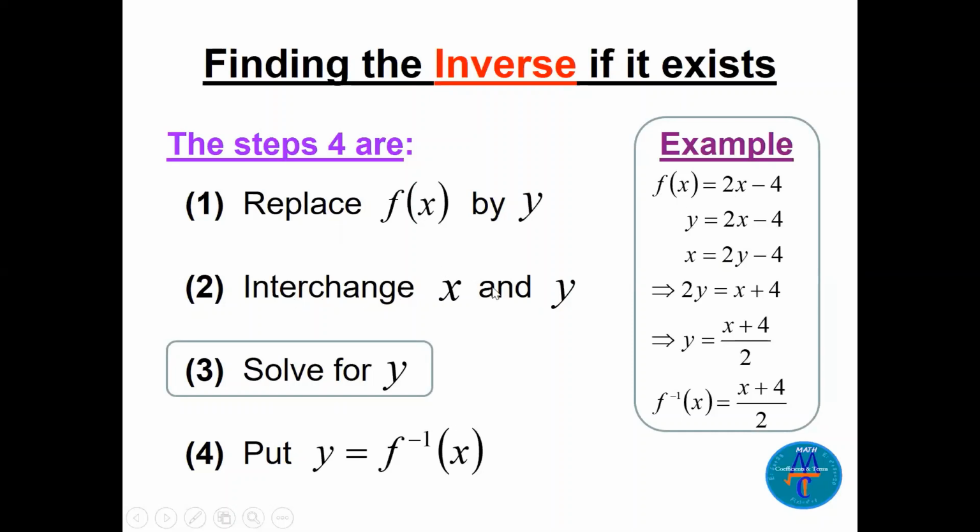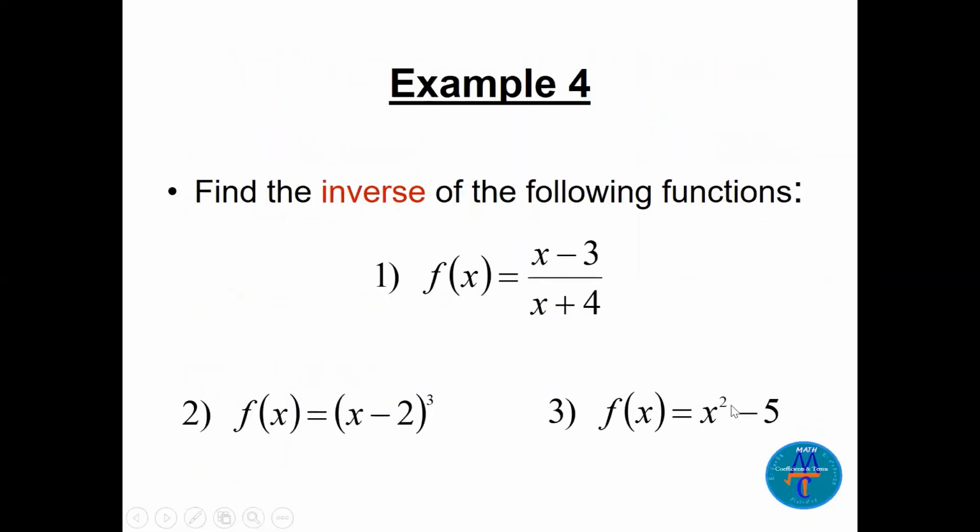Then we interchange x and y. So we replace y by x and x by y. Then solve for y. Take the 4 to the other side, and then solve for y, finding y in terms of x and the numbers. So f inverse will be the y that we find. We have 3 examples here to find the inverse: number 1, number 2, number 3, and example 4.